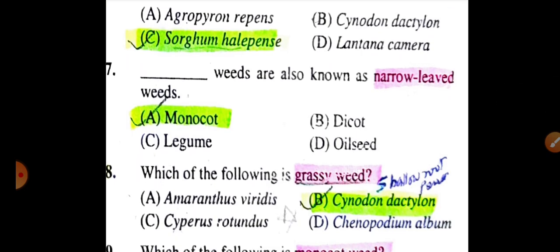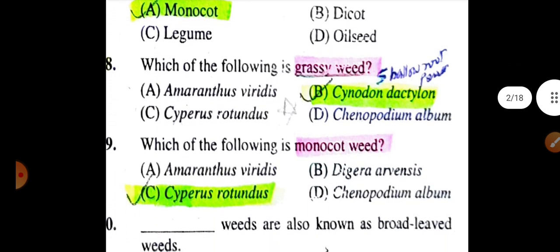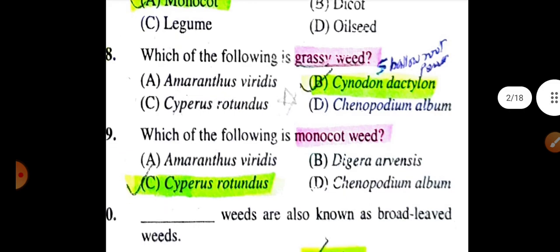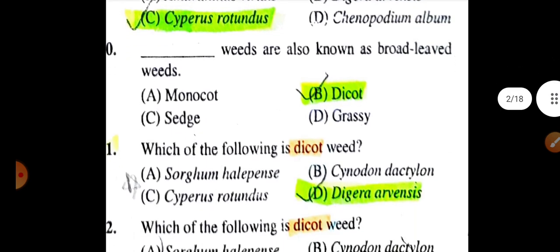Monocot weeds are also known as narrow leaved weeds. Which of the following is a grassy weed? Cynodon dactylon, which is a shallow rooted perennial. Which of the following is a monocot weed? Cyperus rotundus.